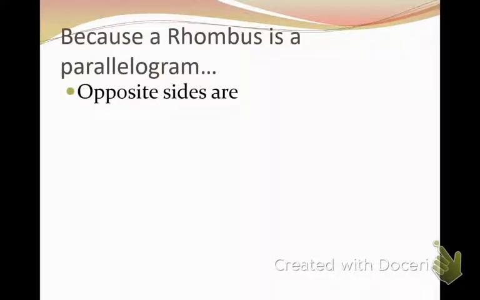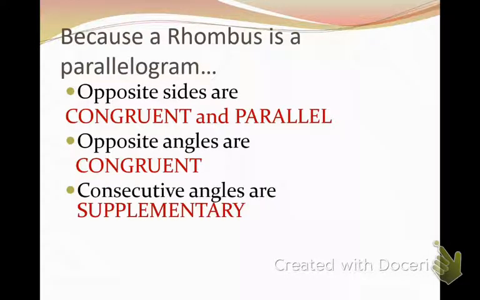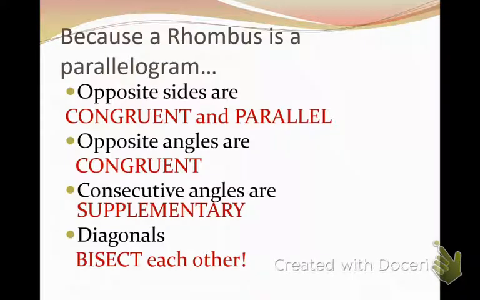But we also know the opposite sides are going to be, I know we hear it over and over again, but some people still don't listen. What do we think? Opposite sides are? Congruent and parallel. Opposite angles are? Congruent. What about consecutive angles? Supplementary. And then, think back to the old property. What do we know about diagonals? They bisect each other. Okay? Now we know in a rhombus, they also bisect the angles. So it's kind of all a bunch of bisecting.